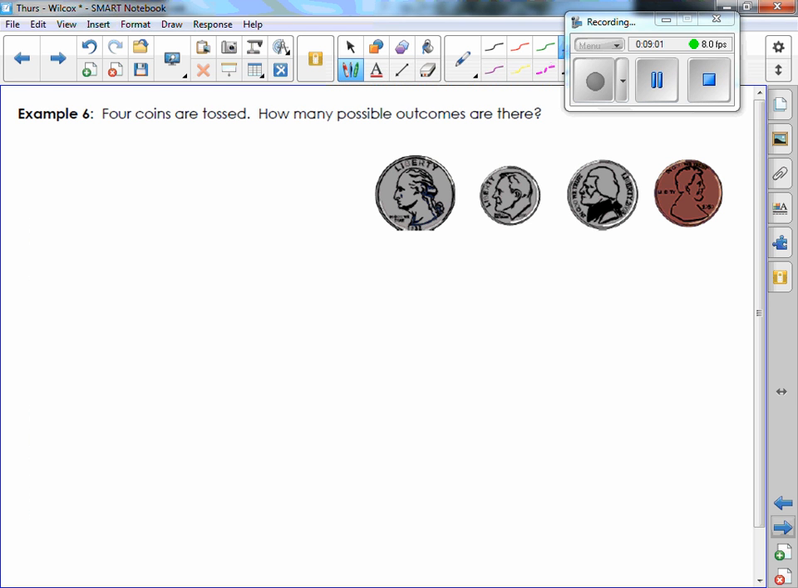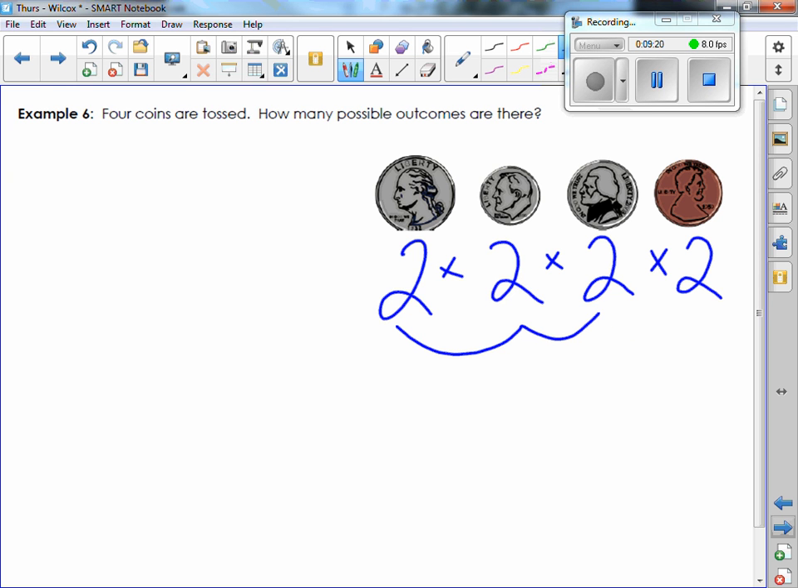4 coins are tossed. How many possible outcomes are there? So here's like my coin 1, 2, 3, and 4. 2 outcomes, heads or tails. 2 outcomes, heads or tails for every single coin. So if I toss all 4 of these, I'm just going to multiply those 4 2s. 2 times 2 is 4, times 2 is 8, times 2 again is 16.